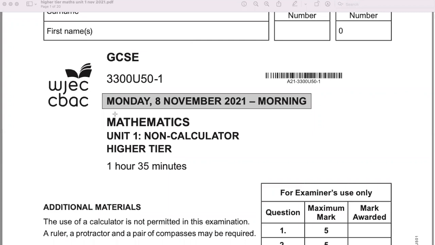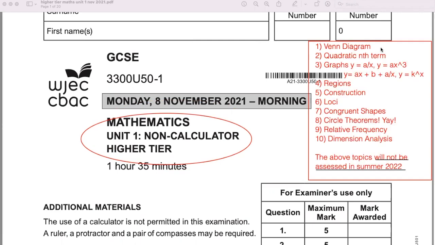As you can see here, this is the November 2021 paper, and there were adaptations already for this paper, and these adaptations will carry on in summer 2022. The following topics will not be in your maths paper in the summer, and just to remind you, we're just talking about the higher tiers only. Right, there are 10 topics that you're going to be so glad that you won't see in your summer 2022.